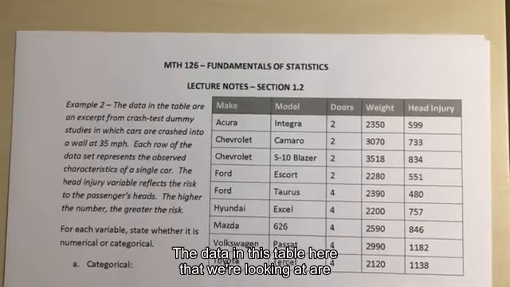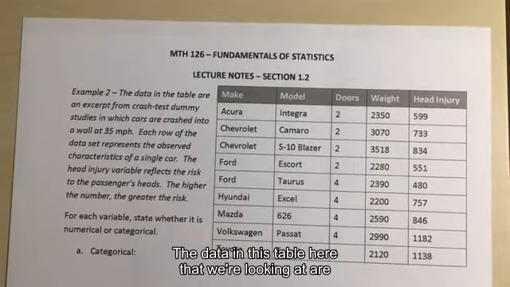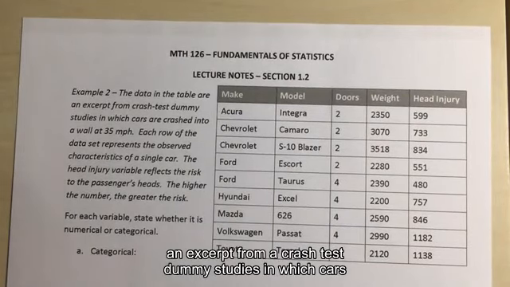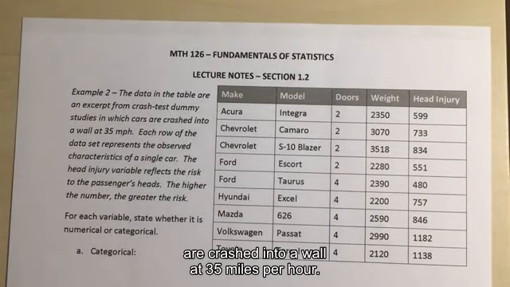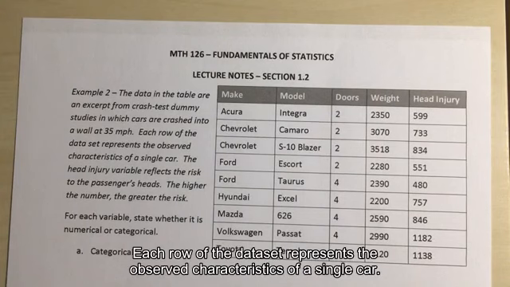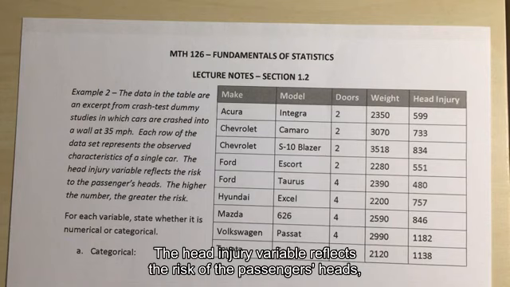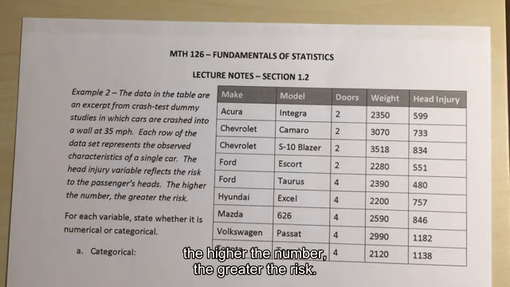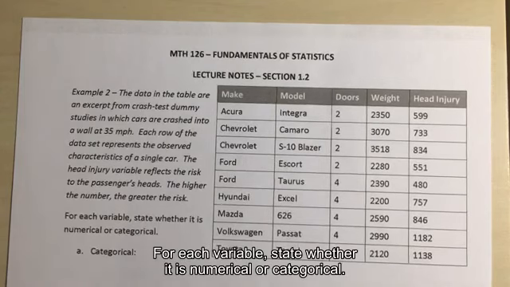The data in this table here that we're looking at are an excerpt from a crash test dummy study in which cars are crashed into a wall at 35 miles per hour. Each row of the data set represents the observed characteristics of a single car. The head injury variable reflects the risk of the passengers' heads. The higher the number, the greater the risk. So for each variable, state whether it is numerical or categorical.